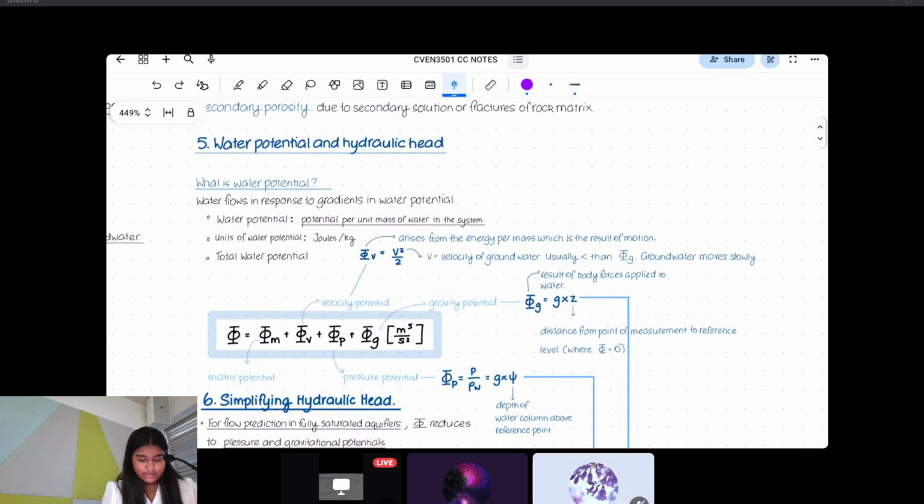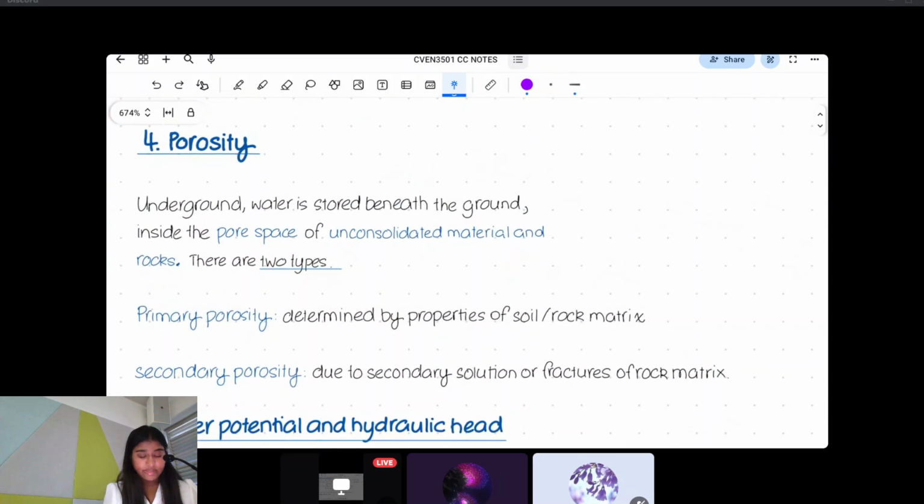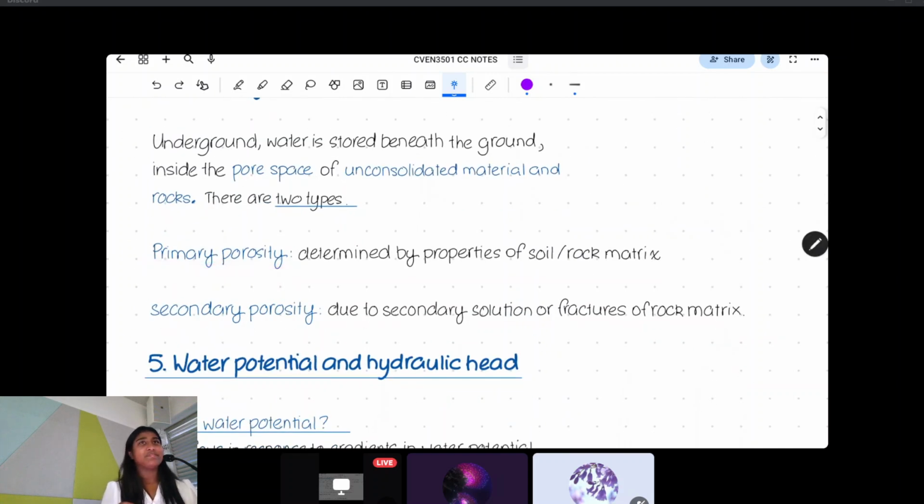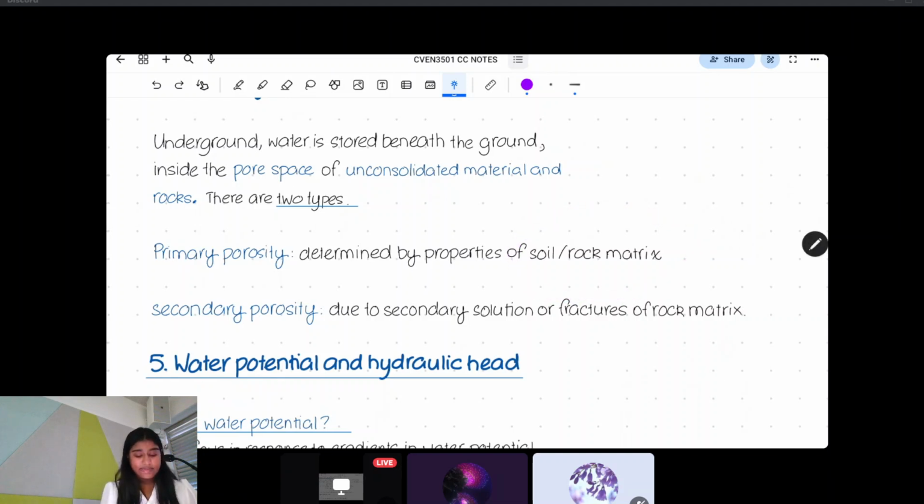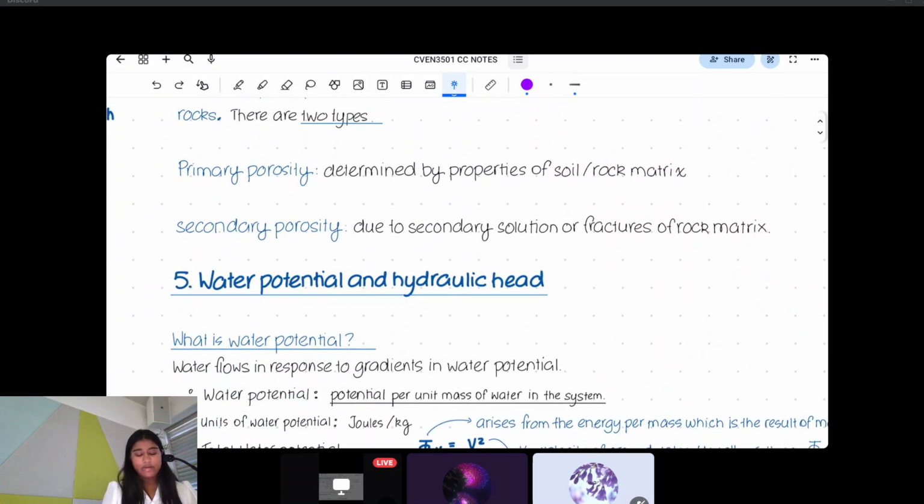Okay, and then we'll move up to this section here. Another property of water is porosity. So under the ground, water is stored in those aquifers, right? And it's stored inside the pore space of unconsolidated material and rocks. But there are two kinds of porosity, right? One is your primary porosity, which is, I guess, your default porosity. It will always be there, and its degree will depend very heavily on the properties of the solid and rock material. And then the secondary porosity, that will need to be considered if there is a secondary solution.